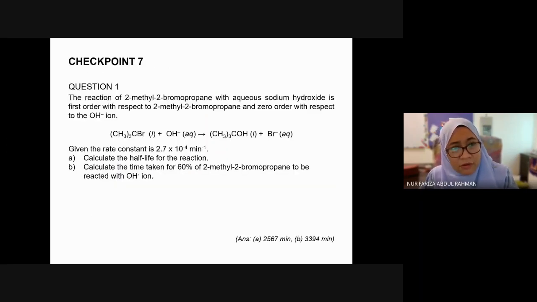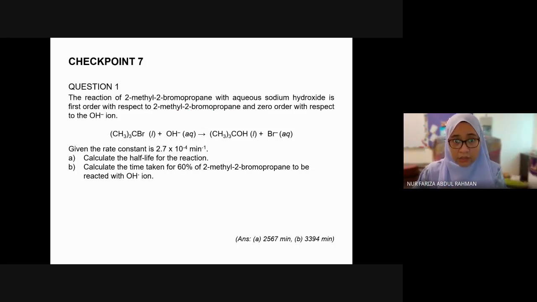Okay, question 1, checkpoint 7, question 1. The reaction of 2-methyl-2-bromopropane with aqueous sodium hydroxide is first order. Always first order. Okay, there are two reactants. Okay, it's first order with respect to 2-methyl-2-bromopropane and zero order with respect to the OH minus ion. Okay, all right, and then we have the equation. So as you can see, we have two reactants, and the order for each reactant is also stated in the question. Okay, so given the rate constant, all right.